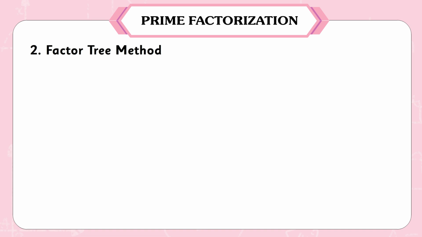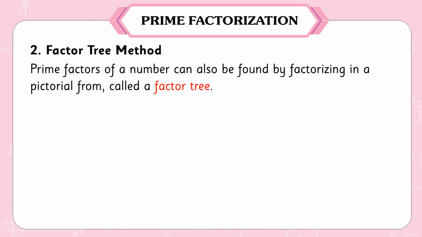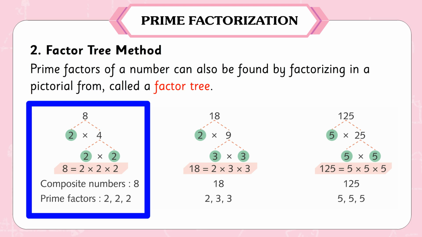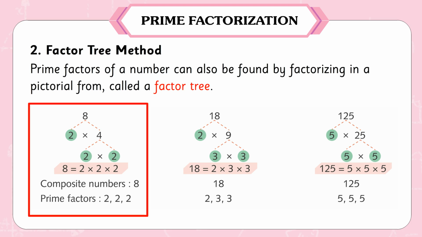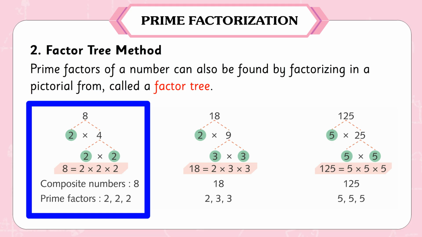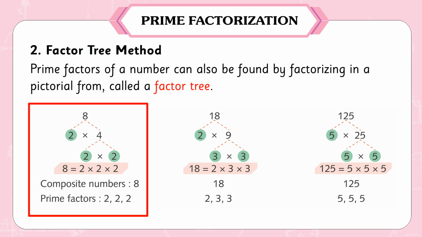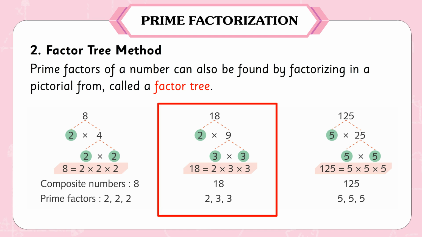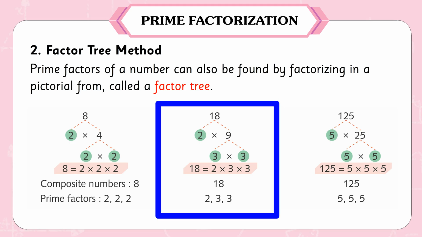2. Factor tree method. Prime factors of a number can also be found by factorizing in a pictorial form called a factor tree. 8, 2 into 4, 2 into 2. 8 is equal to 2 into 2 into 2. Composite number 8. Prime factors 2, 2, 2. 18, 2 into 9, 3 into 3. 18 is equal to 2 into 3 into 3.